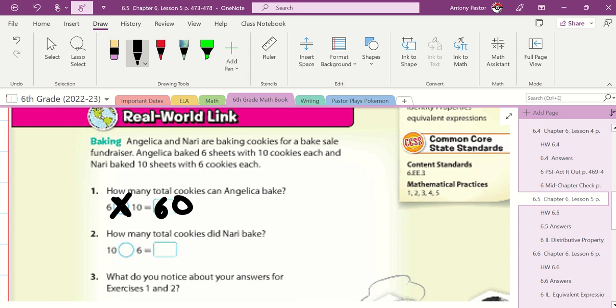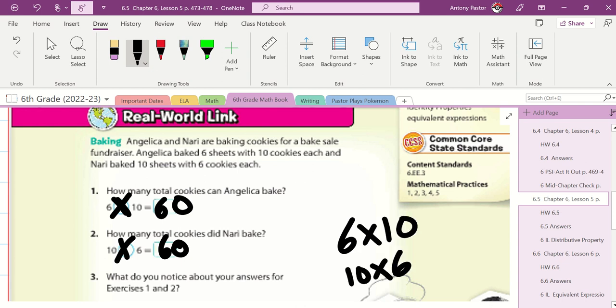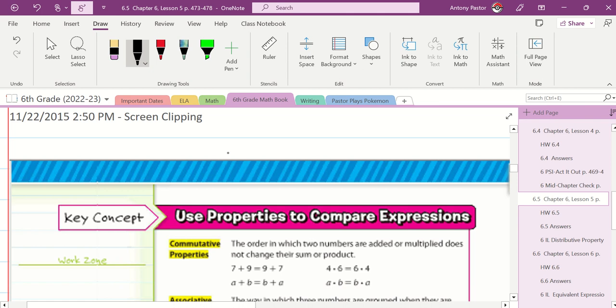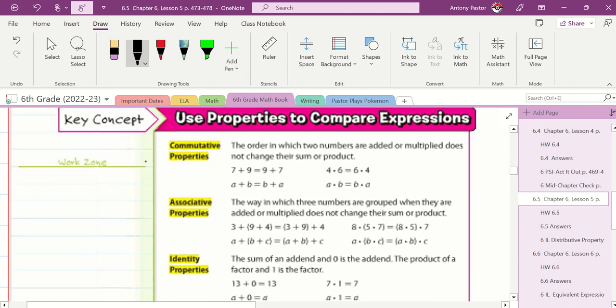On the flip side, Nari is baking 10 sheets with 6 cookies each. Still going to be 10 times 6. She will be baking 60 cookies as well. What did you notice about your answers for exercise 1 and 2? They're basically the same question, and they give us the same answer, whether it's 6 times 10 equals 60 or 10 times 6 equaling 60. Basically, what this boils down to is the commutative property.